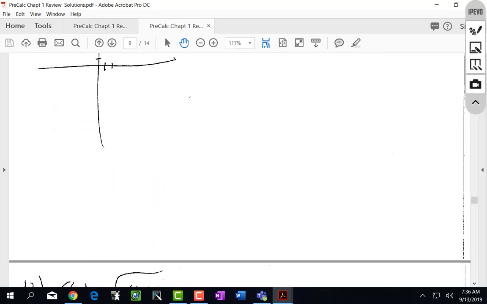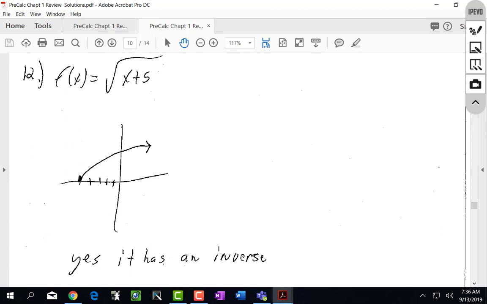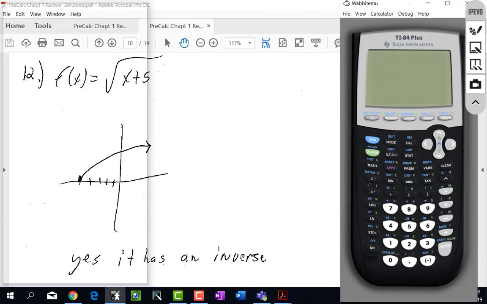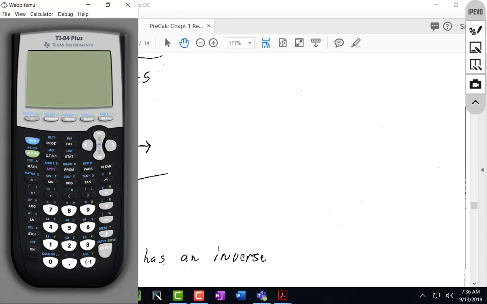On this next problem, on number 12, working some more with your graphing, it says we have f of x equals the square root of x plus 5. It says use a graphing tool to graph a function and use a horizontal line test to determine whether the function has an inverse. So I'm going to bring up your calculators. Make sure that you can put your equations in your calc. Your calculator is very helpful.